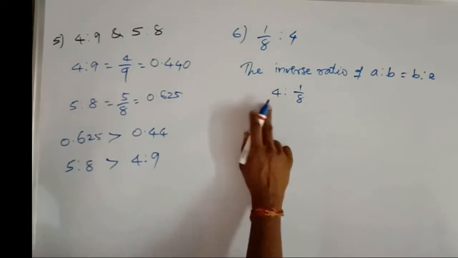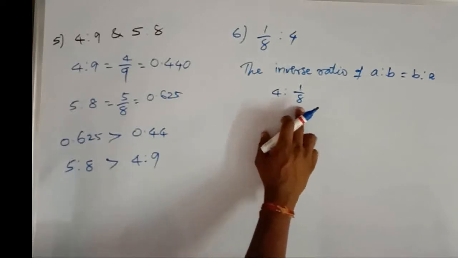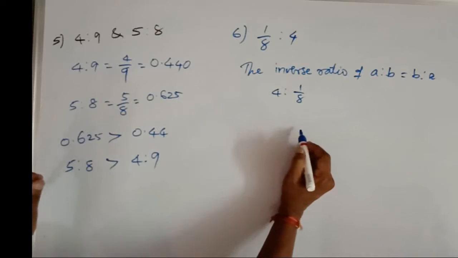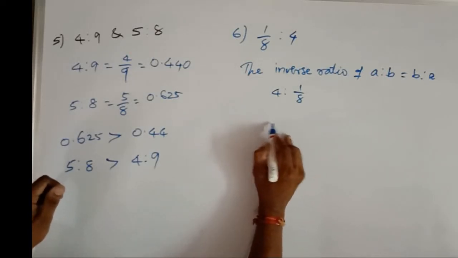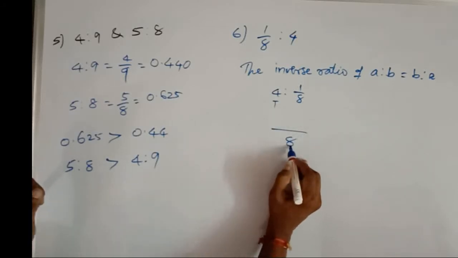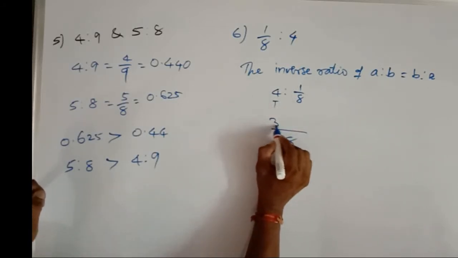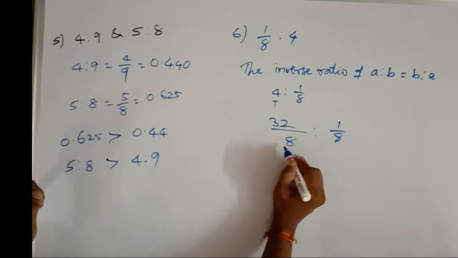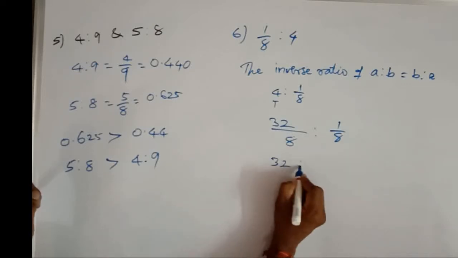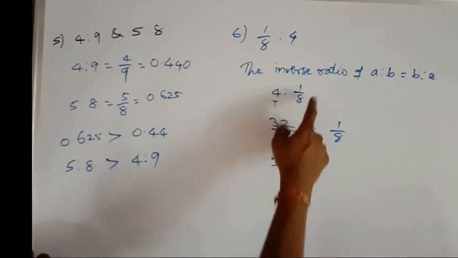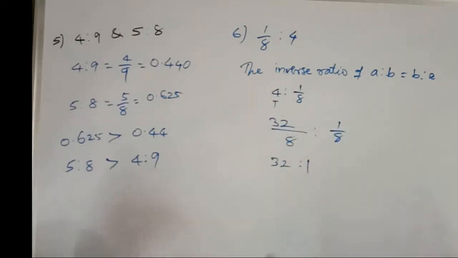Now, here the denominator is there, so I want to change this. So 1 by 8 is to 4 has the inverse 4 is to 1 by 8. Now I am going to make it equal by taking the LCM. The denominator is 8, so the LCM will be 8. 8 by 1 is 8, into 4 is 32. So 32 by 8 is to 1 by 8. Here the denominators are the same. Therefore 32:1 is the inverse ratio. If you don't want it in fractions, you can directly take this value; if you simplify this, you are going to get 32:1.